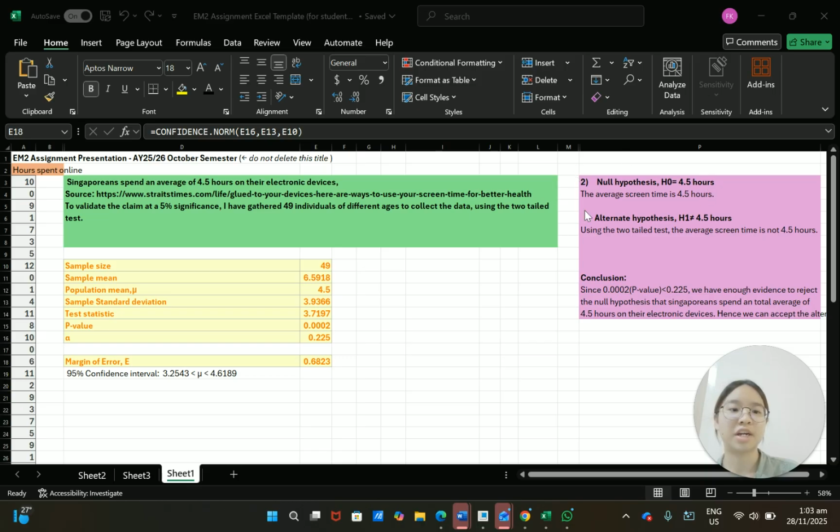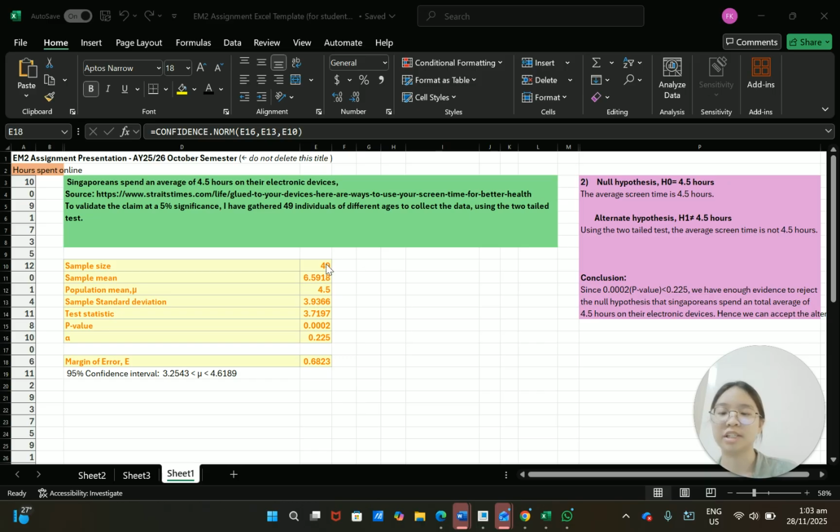So here I have my null hypothesis of 4.5 hours, which is taken from the article. So it shows that the average screen time is 4.5 hours. The alternate hypothesis, however, suggests that it is not 4.5 hours. Using the two-tailed test, I will prove that the average screen time is not 4.5 hours.